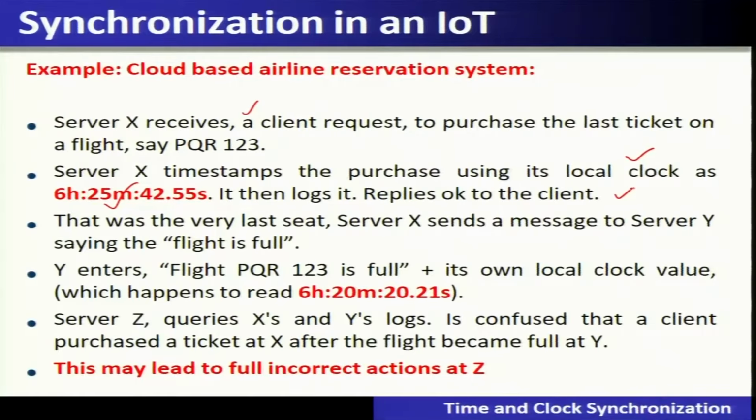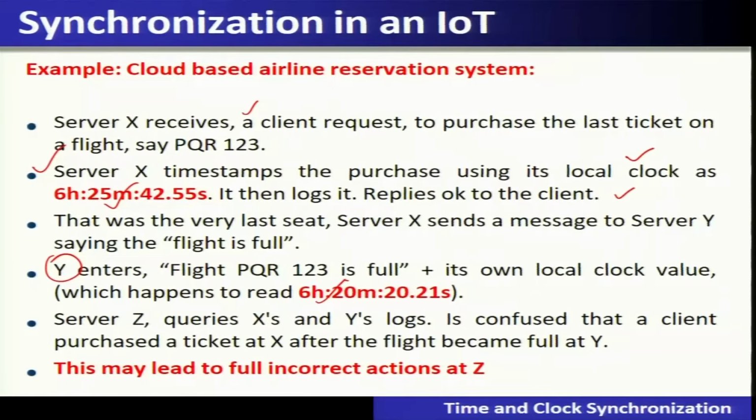That was the last seat. The server X sends a message to server Y saying that the flight is full. So Y enters the flight as full and puts its local clock time as 6 hours 20 minutes because its clock is late. So at 6:20 server Y will detect that the flight is full, whereas server X has its clock at 6:25 when it booked the ticket.